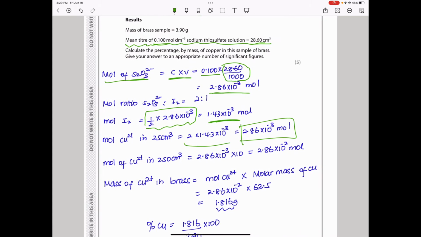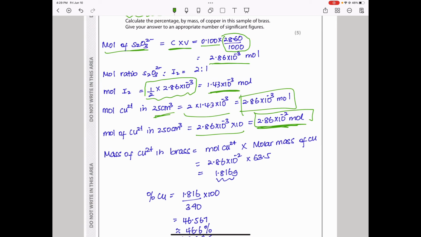Now, remember, these are number of moles in 25. So we need to find the number of moles in 250, which is going to be that times 10. This gives us the number of moles in 250. Now, to find the mass of copper in brass, we'll get the number of moles of copper 2 times the molar mass of copper, which is 63.5. And we get this as the mass.